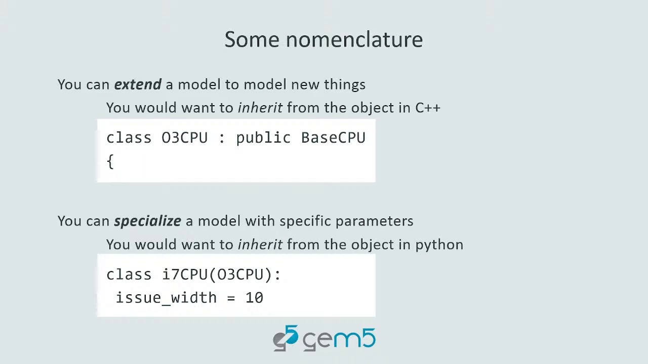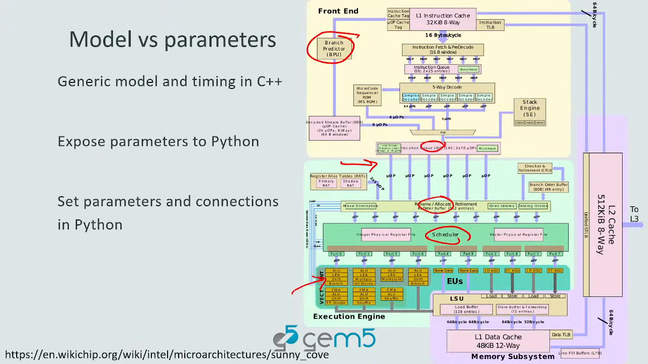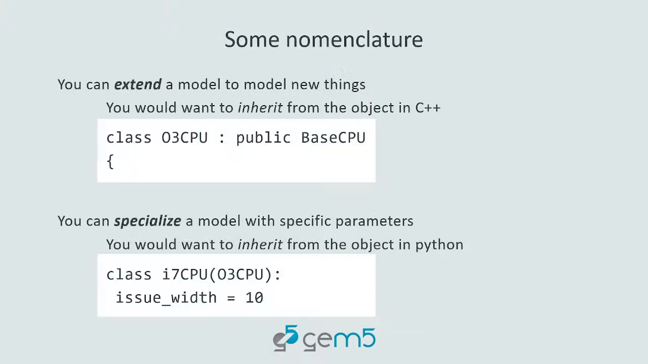In Python, you'll often see, for instance, class i7 CPU inheriting from O3 CPU, and then you'd specify, I want the issue width to be 10, because if you look at this, I'm pretty sure that's 10 for the issue width. So you have a model in C++, and then we can specialize that model with specific parameters in Python. This afternoon, Bobby will be going through the standard library and a lot of examples of specializing C++ models in the standard library. Any questions on this?